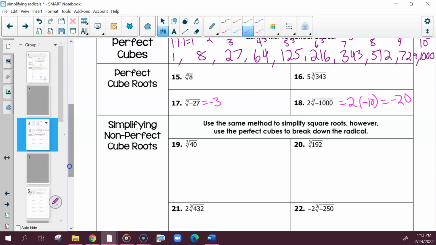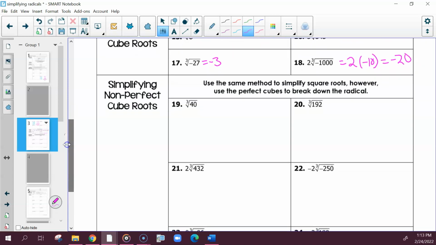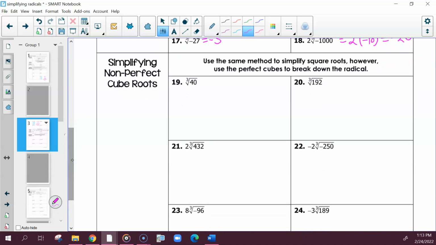But if we have non-perfect cube roots, basically we're doing the same thing we were doing for the square roots. The only thing that's different is we now need perfect cubes or groups of 3, depending on how we're doing this. So let's start with number 19.